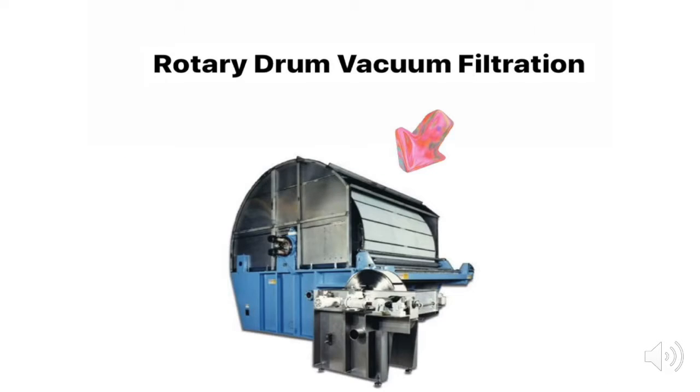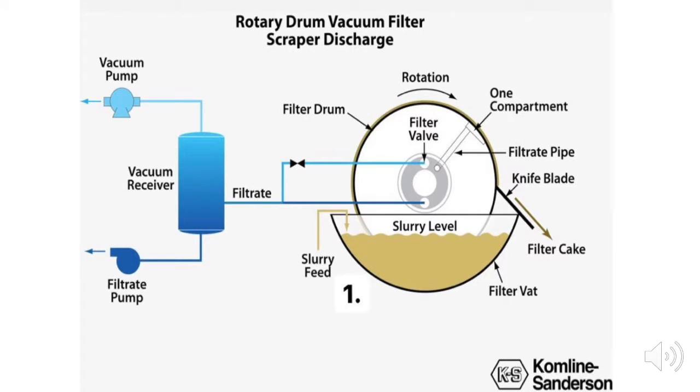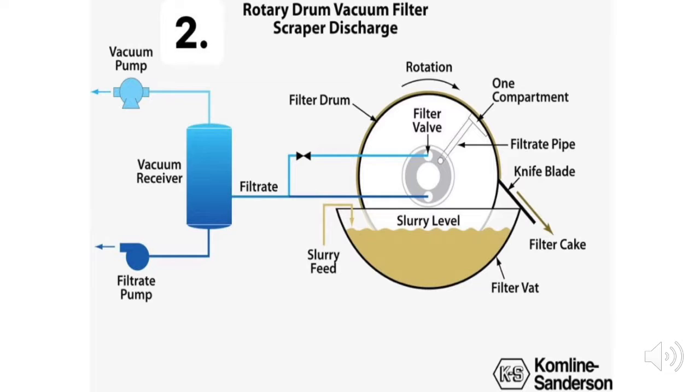Next, the important part is the rotary drum vacuum filtration. This process is continuous. Each revolution of the drum consists of cake formation, cake washing, dewatering or drying, and cake discharge. How does it work? As the drum rotates, it is partially submerged in the feed slurry. After that, the vacuum draws liquid through the filter medium on the drum surface, which retains the solids.